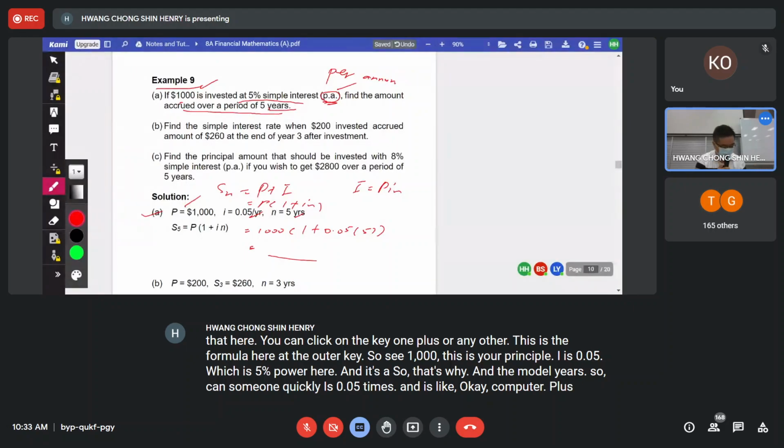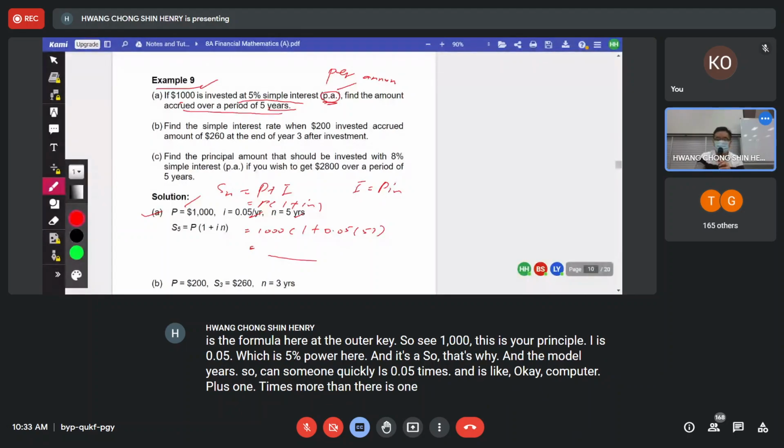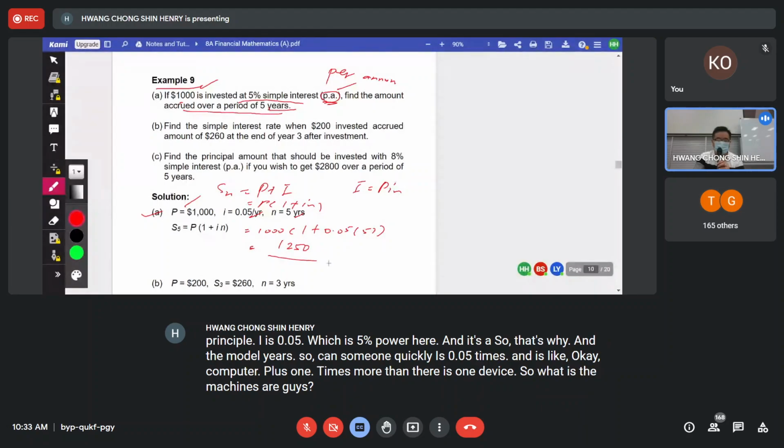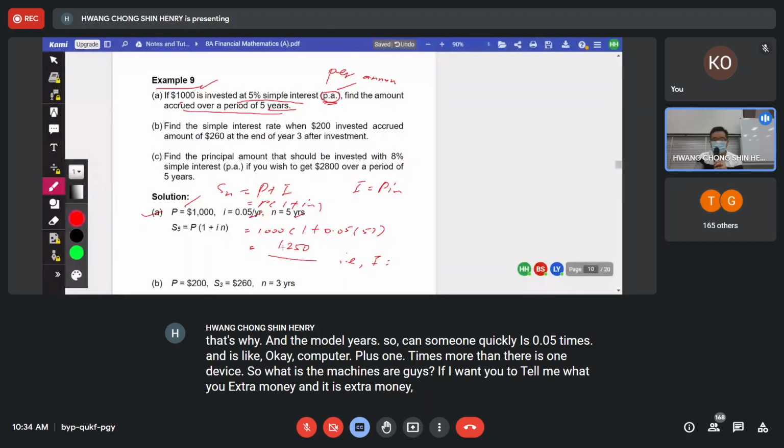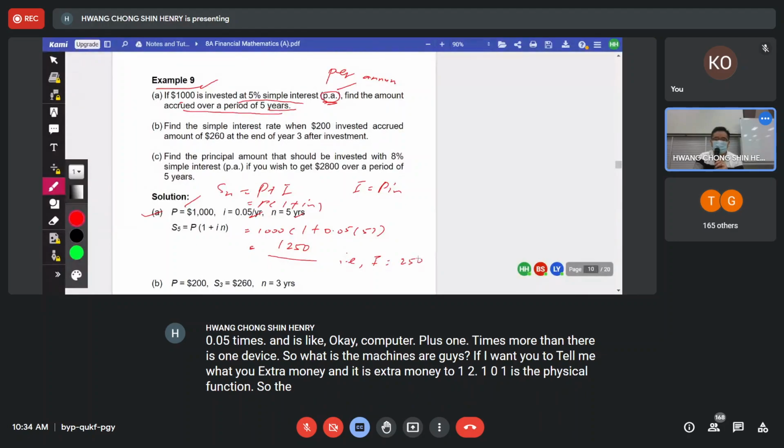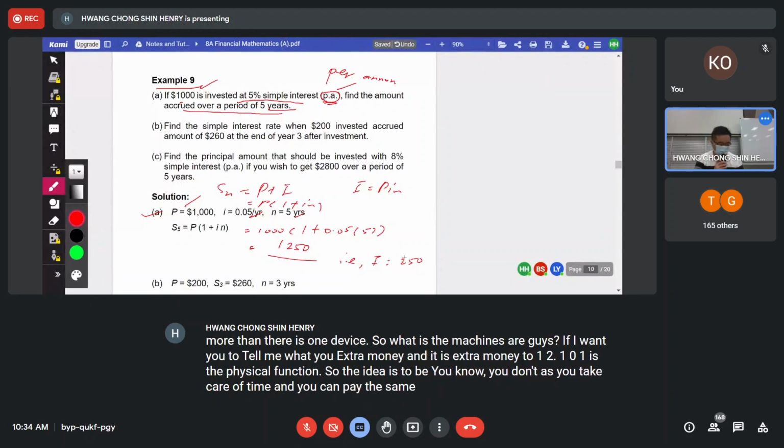Plus 1 times 1000, that is 1250. So 1250, which means, guys, if I want you to tell me what is your dividend, extra money, right? Dividend is extra money you earn. 1250 minus the principal 1000, so the I is 250. If you don't believe that, guys, you take P times I times N, you get back the same 250. Try and see.